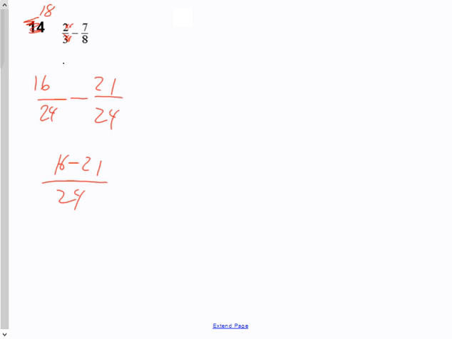16 take away 21 is negative 5. And negative 5/24 is in lowest terms because 5 is a prime number. It can only be divided by 5, and 24 is not divisible by 5.